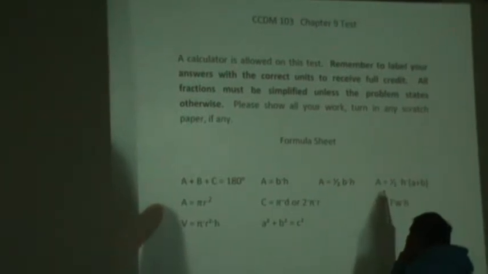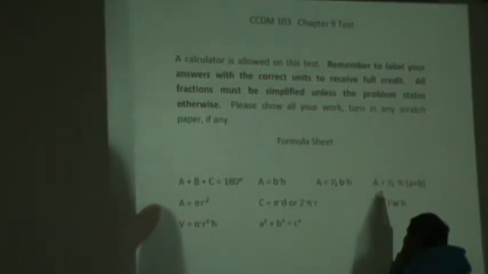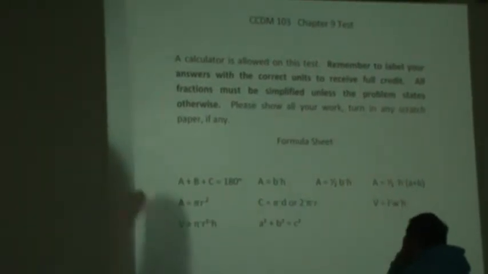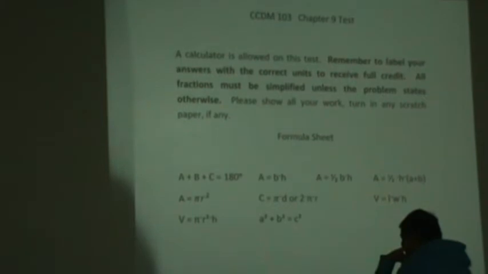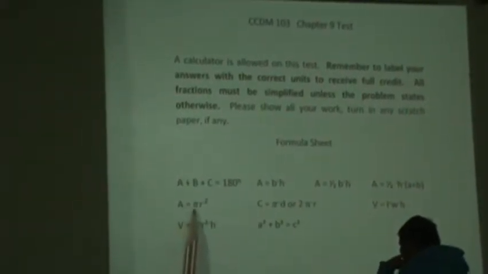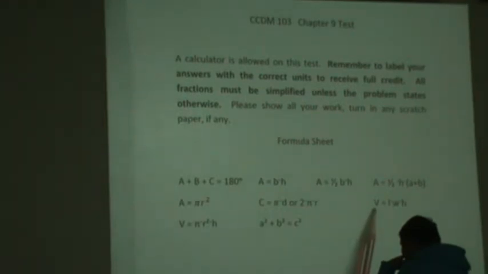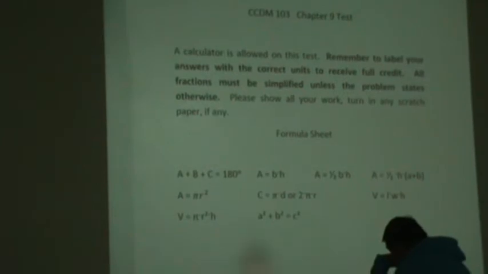And here's a trapezoid: 1/2 height times where you added the top and the bottom. Here's the area of a circle. Circumference, of course, of a circle, which is like a perimeter. Volume, that's a box: length times width times height. Rectangular prism, a box. Volume of a cylinder: a circle times how high it goes.